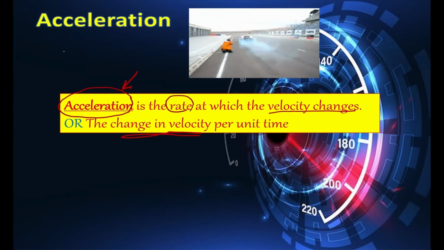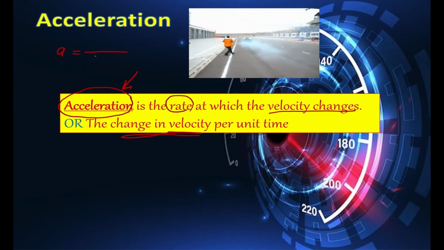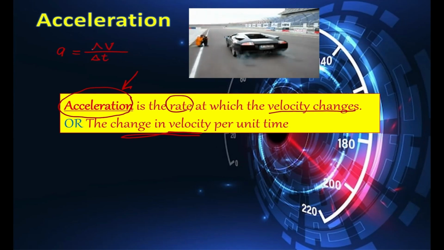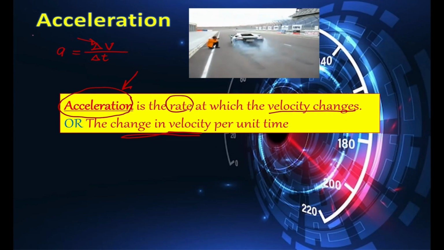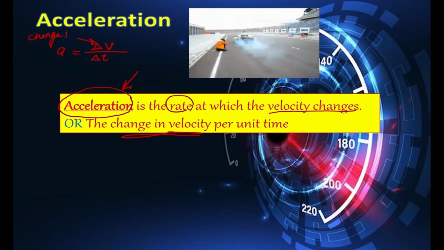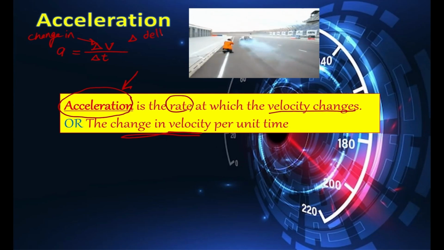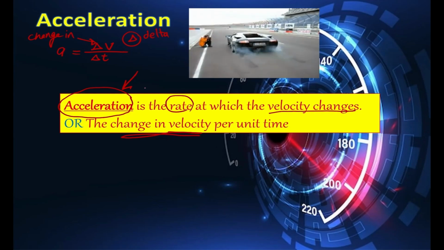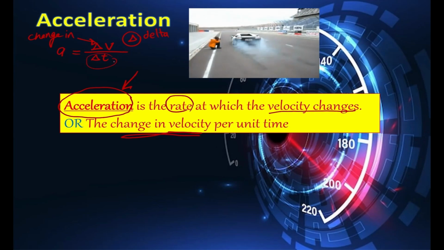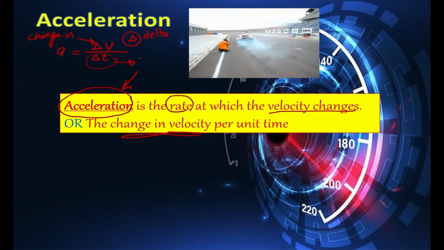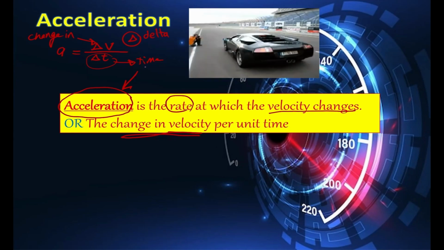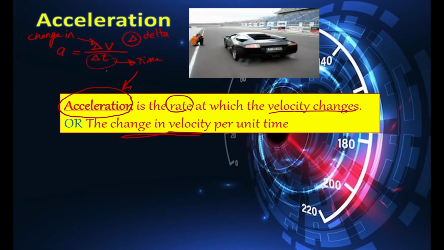Acceleration a is the rate at which the velocity changes. Delta here with the velocity means the change in velocity. Delta is a Greek letter which is used here to represent the change. And delta t means the change in time, or you can say the time interval, or the time taken to make this change. So the time taken to make this change is delta t, or the time interval.